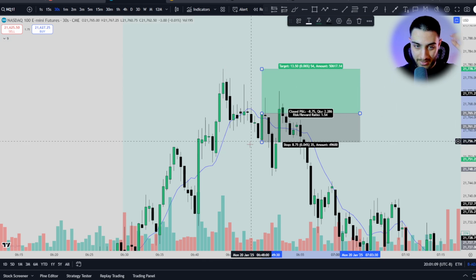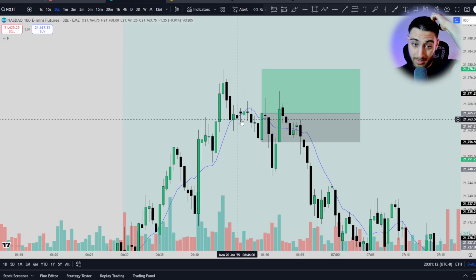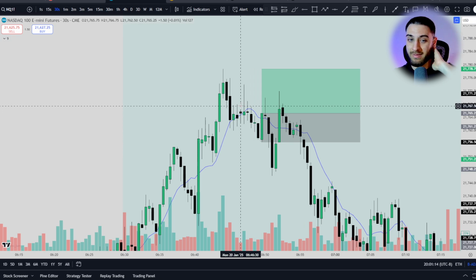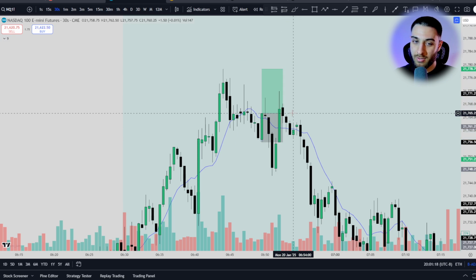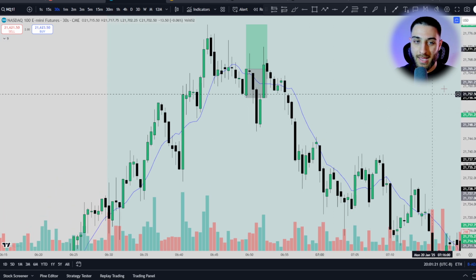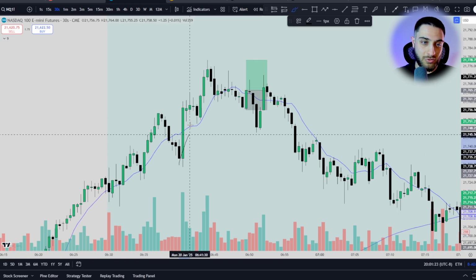Right, this isn't an A++ setup, but we did get a nice momentum candle. We did have a little bit of chop beforehand, which I don't like to enter off of. But yeah, this was a solid trade, I'm not gonna lie. So this would have been a valid losing trade, right? And if you see, this is the start of a new downtrend.